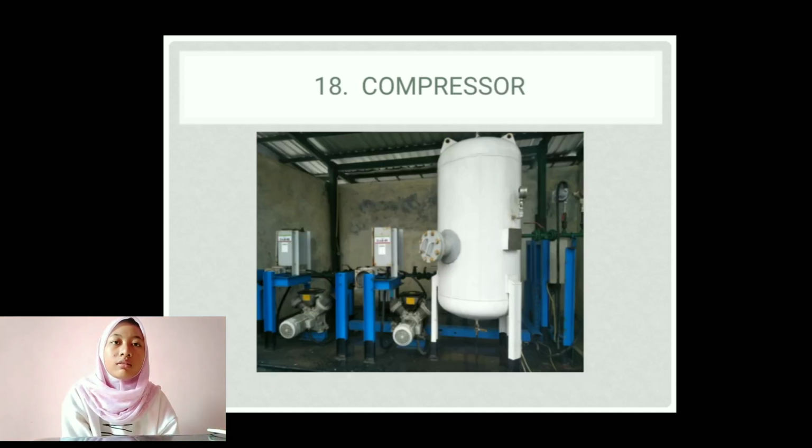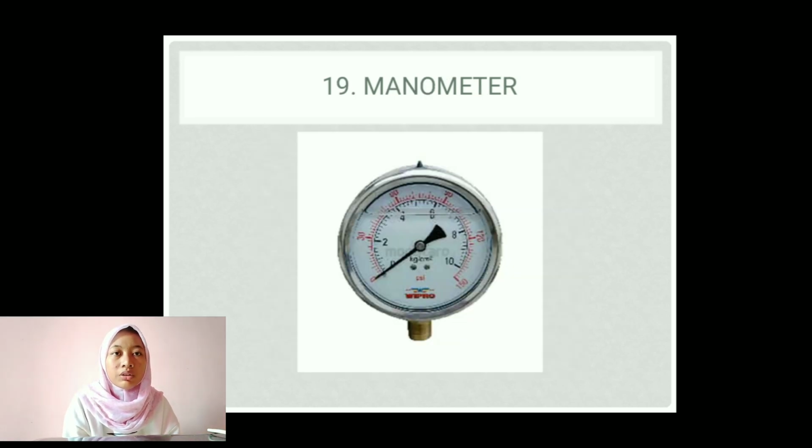Okay, number 18, compressor. The compressor functions to generate air as a driving force for dump valve and pneumatic valve. Opening the lid of the pneumatic valve is driven by air pressure supplied from the compressor. Number 19, manometer. A manometer is needed to determine the upstream fluid pressure. The manometer is placed at the wellhead, separator, and in the flow line and pipeline.